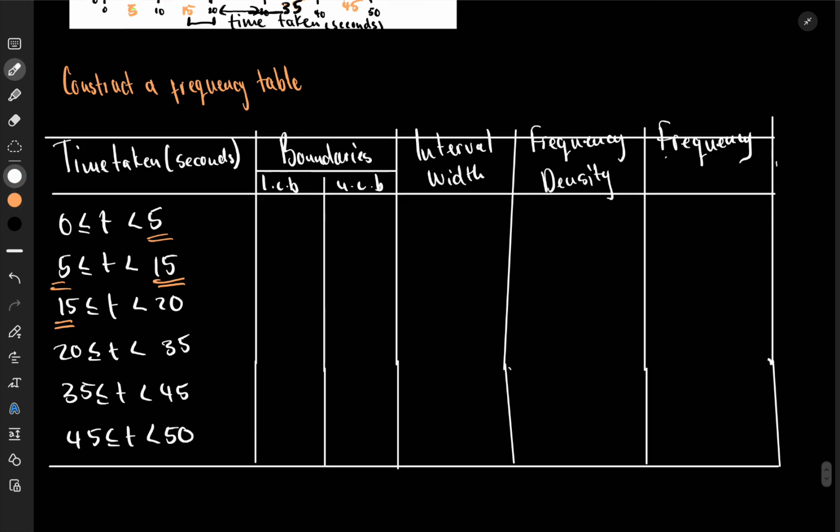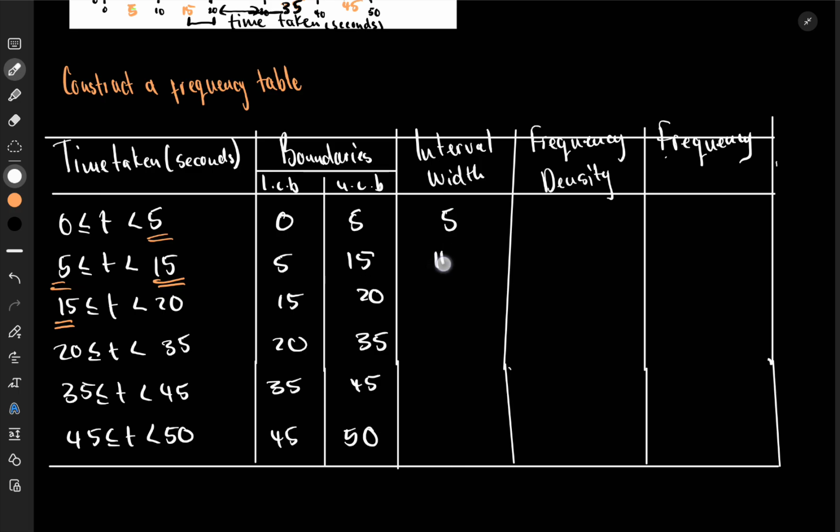So it's continuous. What is my lower class boundary? 0, the upper 5. Here, 5, the upper 15. Here, 15, the upper 20. Here, 20, the upper 35. Here, 35, the upper 45. Nothing has changed because it's already continuous. Then here, 45 to 50. Now, interval width: 5 minus 0 is 5, 15 minus 5 is 10, 20 minus 15 is 5, 35 minus 20 is 15, 45 minus 35 is 10, 50 minus 45 is 5.